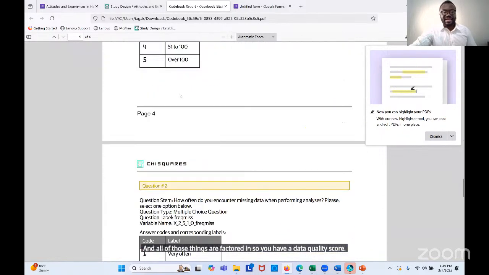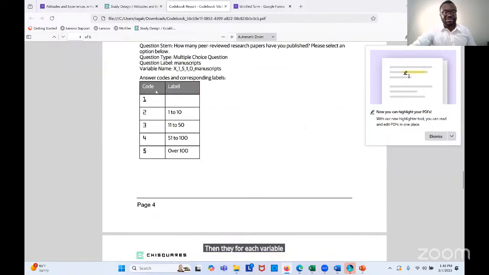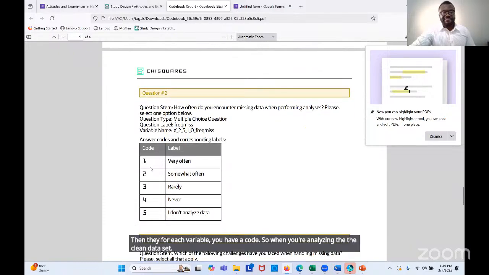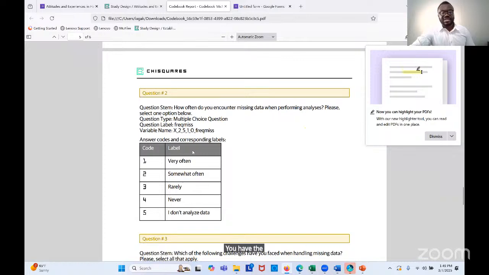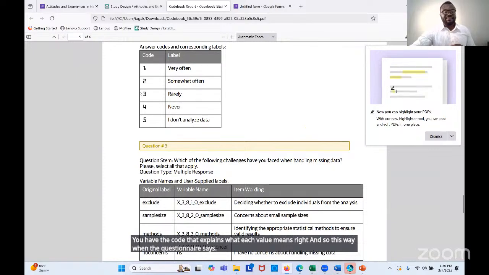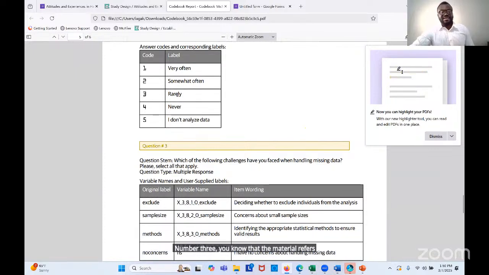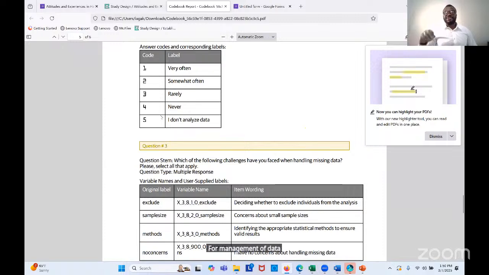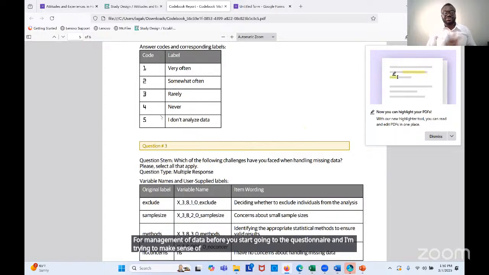Then for each variable, you have a code. So when you're analyzing the clean data set, you have the code that explains what each value means, right? This way, when the questionnaire says number 3, you know that number 3 refers to rarely. That allows you to be able to make sense of it. And for management of data, before you start going to the questionnaire and trying to make sense of it, it's always a good thing to look at the methodology as well as the overall descriptive analysis, right?